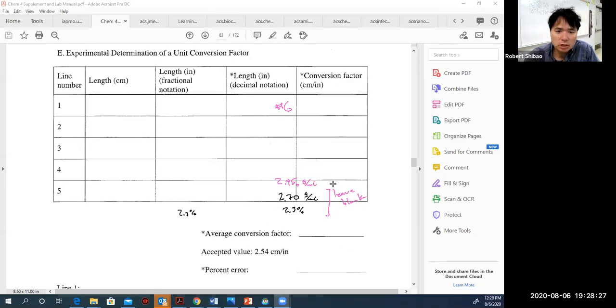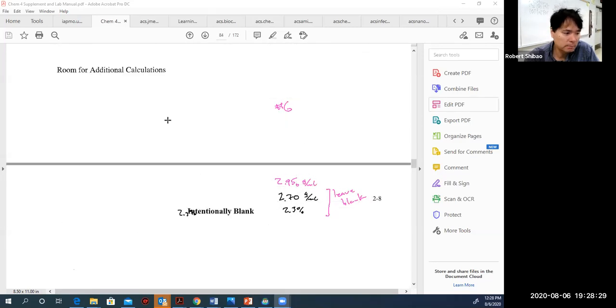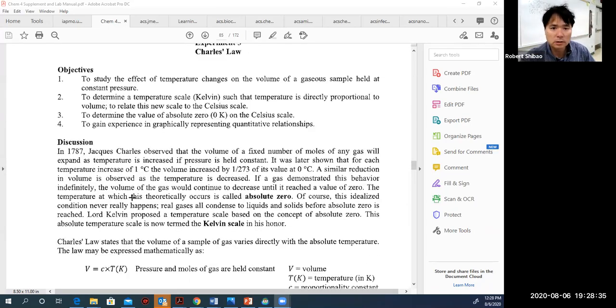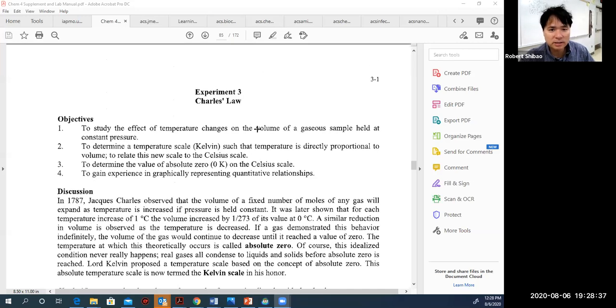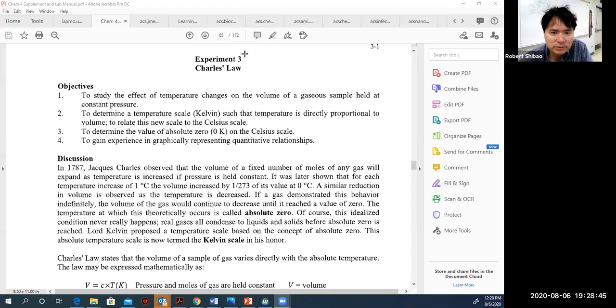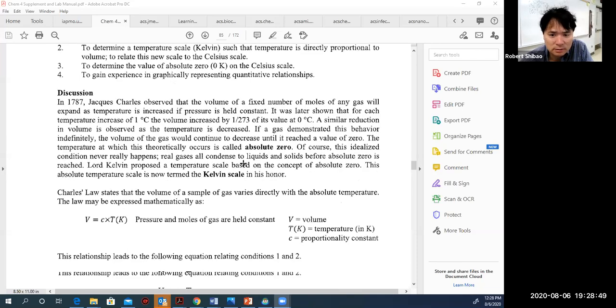Okay, let's go to the Charles Law lab. Charles Law experiment 3. I had it as experiment 7 or 8 or something like that, sorry. But it doesn't matter. The numbers are irrelevant. It's just the Charles Law lab. That's it.